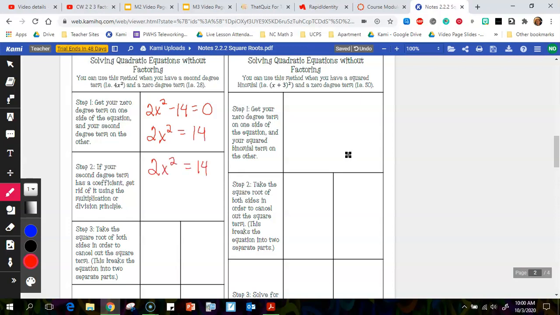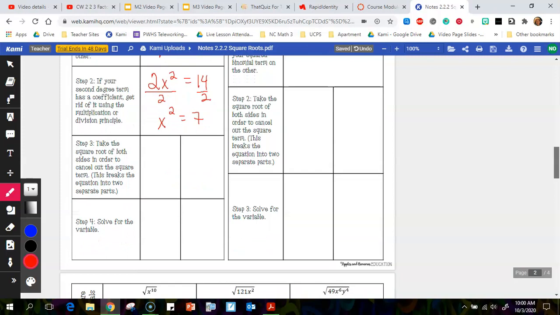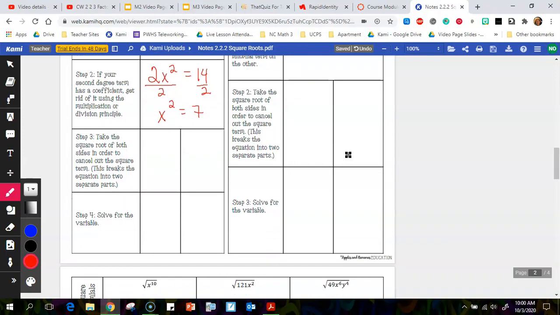Okay, if your 2nd-degree term, in other words, the 2x squared, has a coefficient, get rid of it by using the multiplication or division principle. So we're going to divide on each side by 2. That's what that's saying. So we end up with x squared equals 7. So now what we have to do to solve this is take the square root. I'm going to do this step up here. Step 3, I'm going to do it up here. Take the square root of both sides.